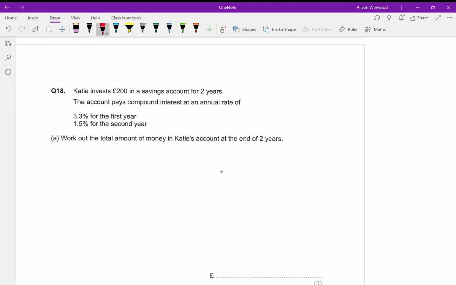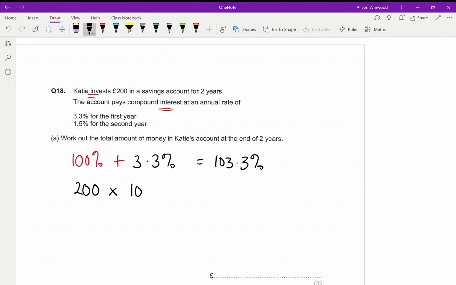So this is investment, getting interest, so it's all going to be 100% plus. Then in the first year she gets 3.3%. So her £200 is going to be multiplied by 103.3 over 100. Taking it up to £206.60.